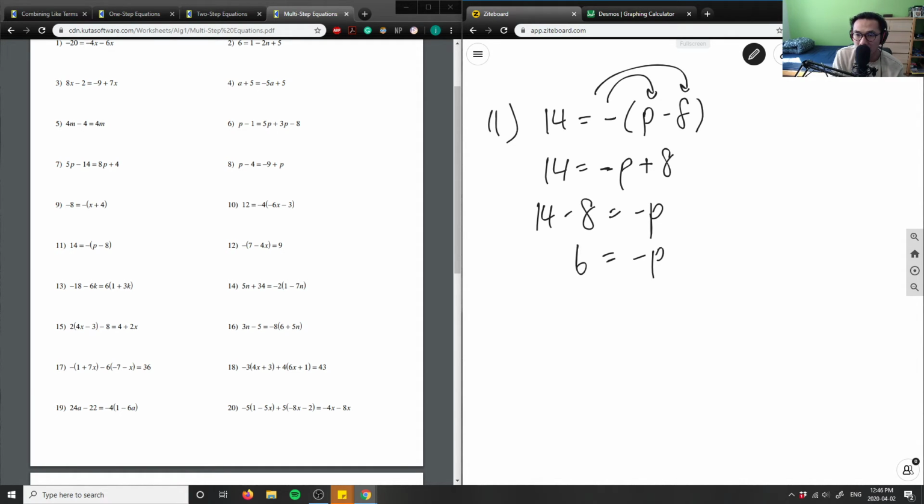And again, I want to get rid of this negative here, right? There's an imaginary -1 here. So I'm going to divide both sides by -1, right? Because right now I have -1 times p. I need to do the reverse operation, which is division, right? So 6 divided by -1 equals p here. And then 6 divided by -1 equals -6 would equal p. And that will be my answer for number 11.